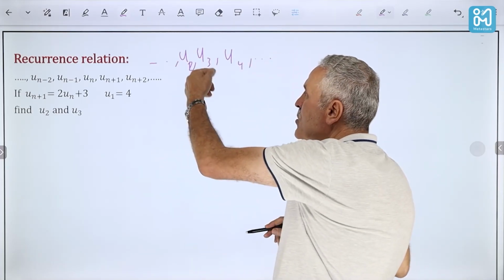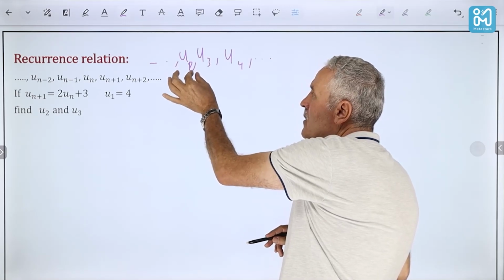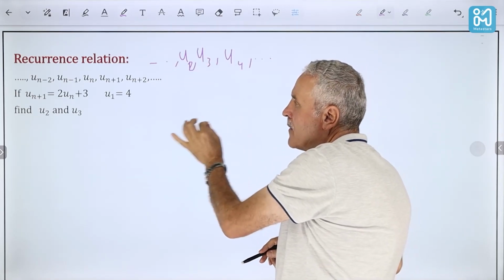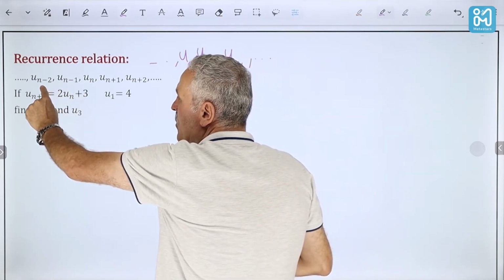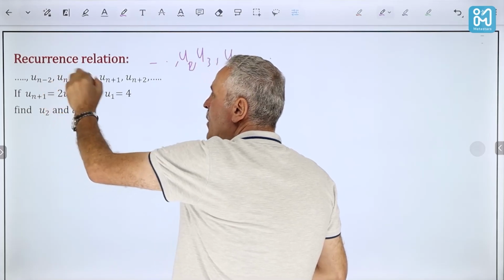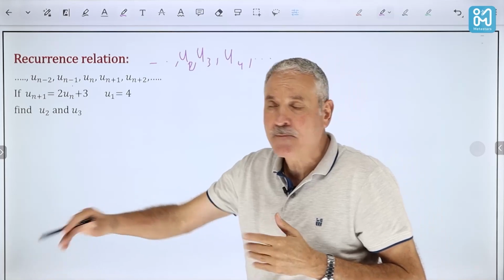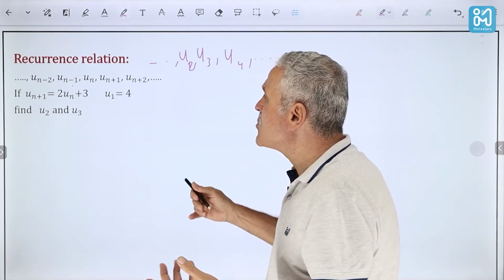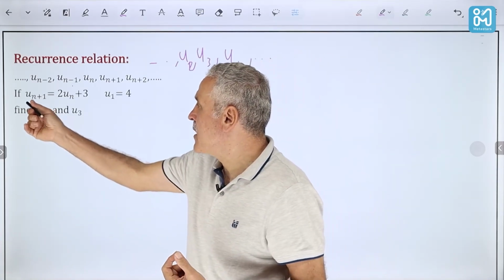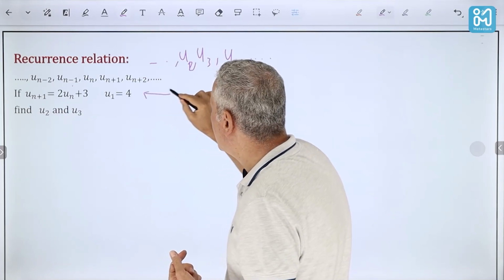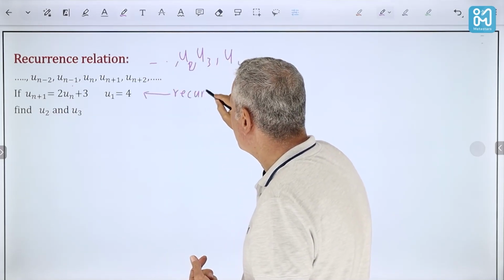So notice that as you go on, the subscript here keeps on increasing by 1. So if you add on 1 here, you get n minus 1. Add 1, you get n plus 1, n plus 2. This sequence of terms can be used to understand what's called recurrence relation. This is recurrence relation.